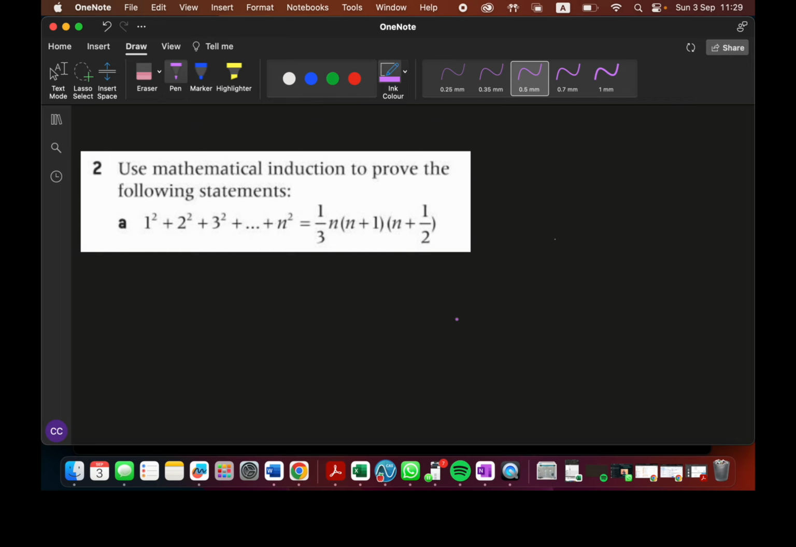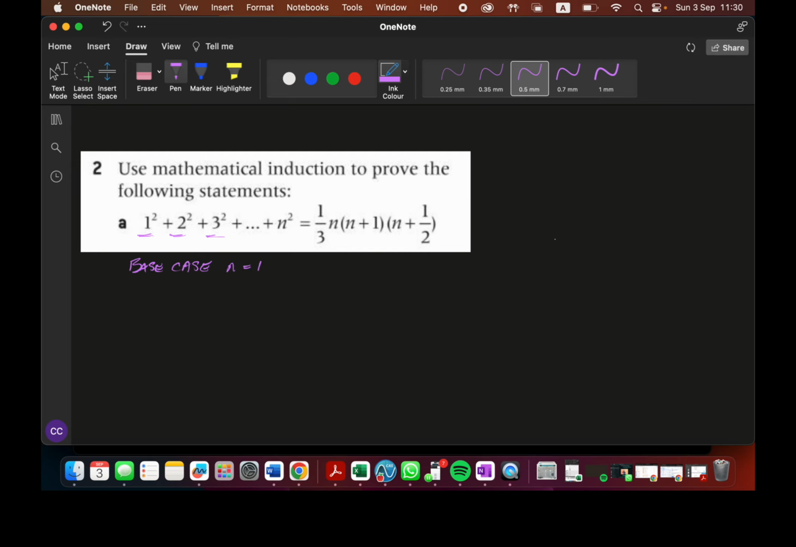Now, I don't have a magical number. They didn't give me a domain. So I'm going to assume that the domain is positive integers, because that's what it looks like we're starting with. We're starting at 1, so it would make sense that we're on the positive integers. So let's prove the base case, and let's start with n equals 1.